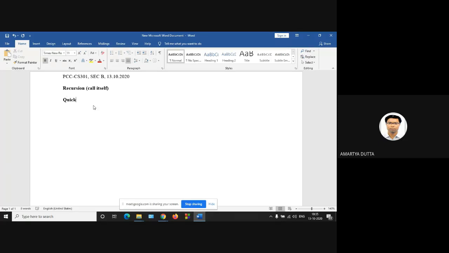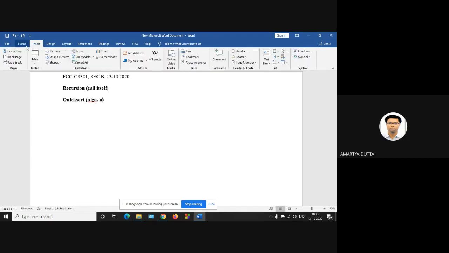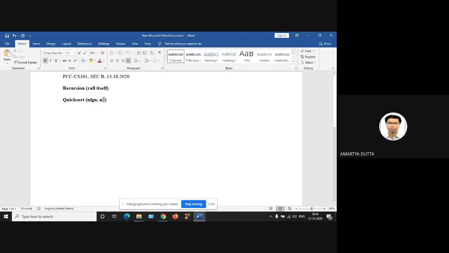Now we are going to discuss quick sort. The complexity of quick sort is O(n log n) for the average case and the best case. The worst case behavior of quick sort is order of n square, right? So first of all, we have to know about the algorithm. So let us start with the algorithm.